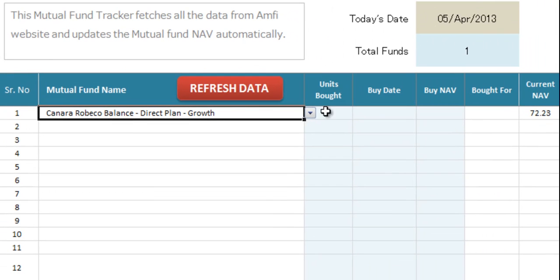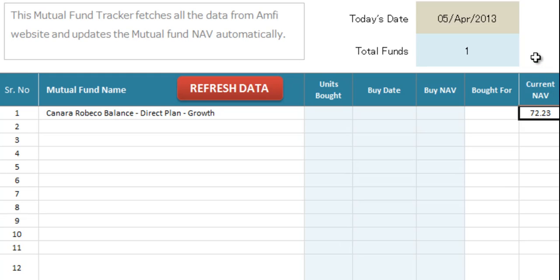And the moment you choose that, it will display the current NAV, and that current NAV is as of today. What it is doing is it pulls all the NAV data from the internet, from the MFA website, and it is the fresh NAV of today. Okay, sorry, yesterday. Now all you need to do is enter how many units you have. So let's say you have 500 units and you bought it on 23rd of January 2013, very recently, and your buying NAV was, let's say, 70 rupees for example.